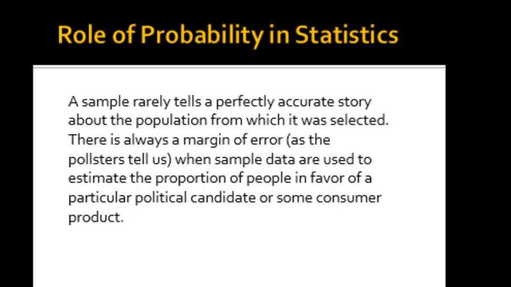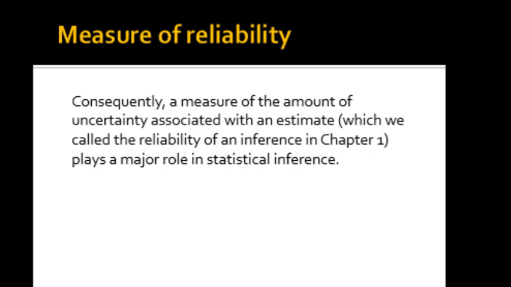For example, you are trying to estimate the proportion of people in favor of a particular political candidate or some consumer product. What you see in the sample will not always translate to what you see in the population. There will be some error present. What probability helps us do is measure the amount of uncertainty that we have in the estimate. This is called the reliability of an inference. So it plays a major role in statistical inference. To do that, we first need to understand some basics of probability.